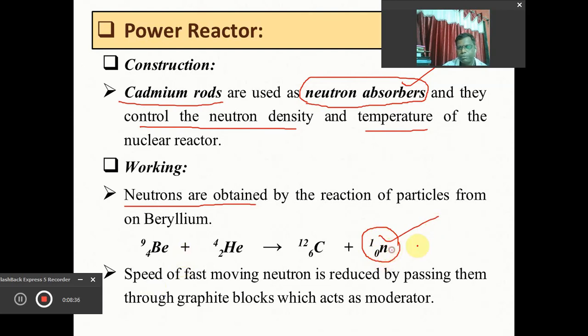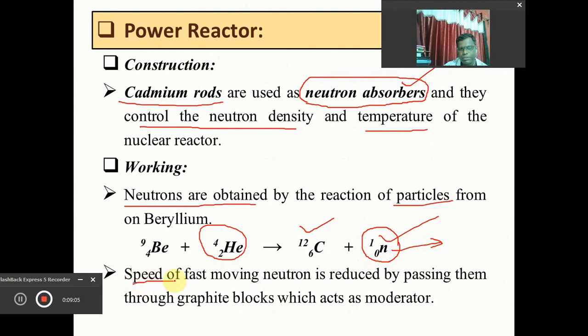So these are used as bombarding particles, as the projectile, and these neutrons are obtained by the bombarding of particles, particularly helium particles, alpha particles, on beryllium, and during this, beryllium will be converted into carbon-12. And during this reaction there is a formation of neutrons, and these neutrons will be used for the nuclear fission.